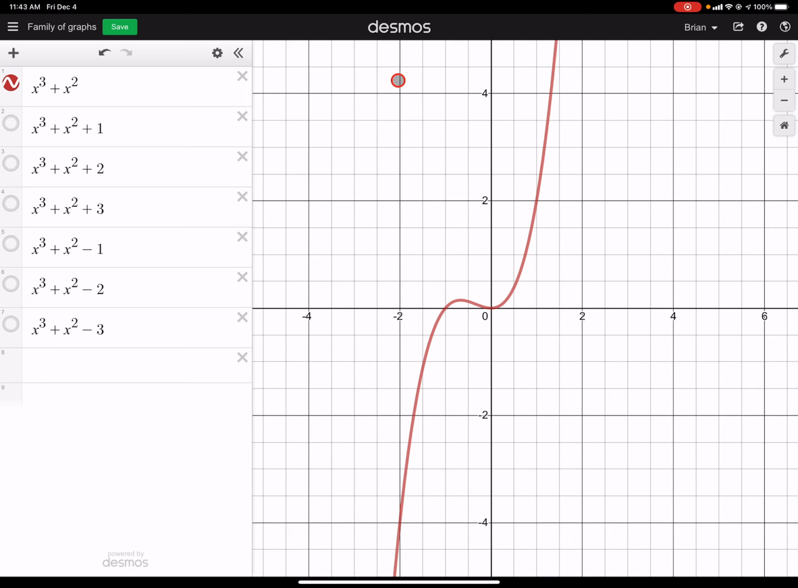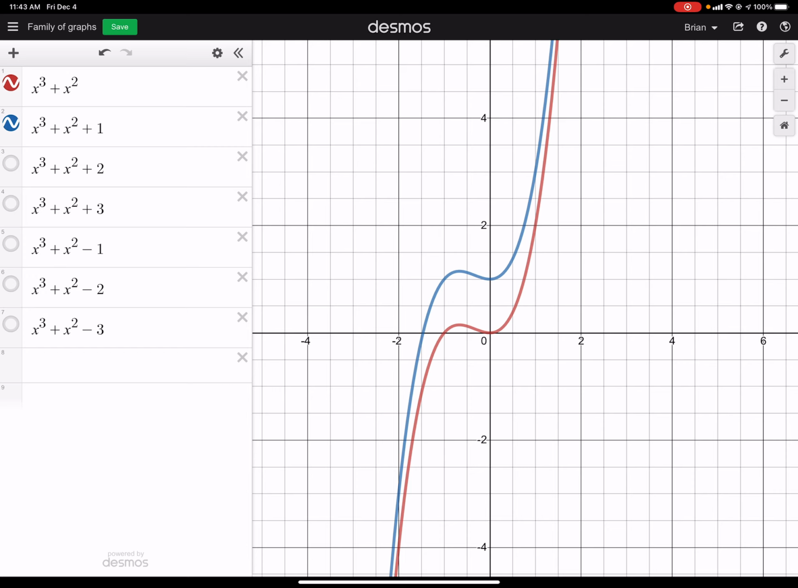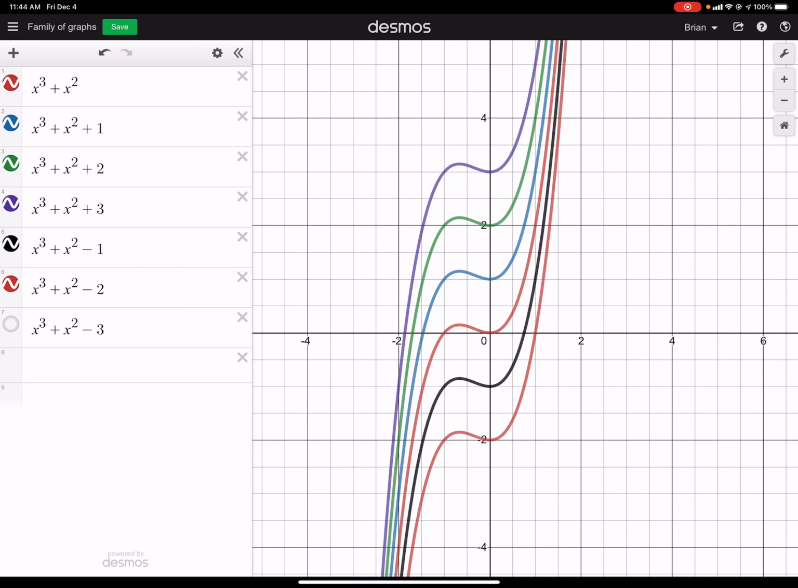So what does it look like? Well, if I choose this one, it's just shifted up 1. This one will be shifted up 2. The next one's shifted up 3. This one's down 1, down 2, down 3. Let me screenshot that and point something out here.